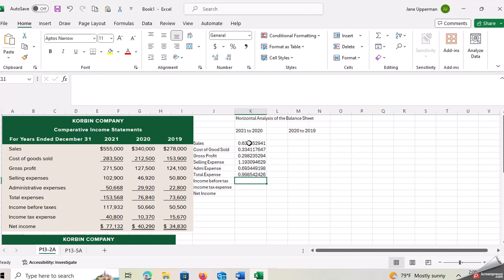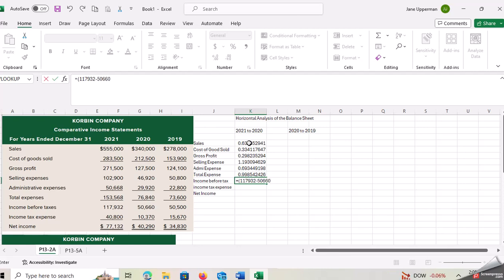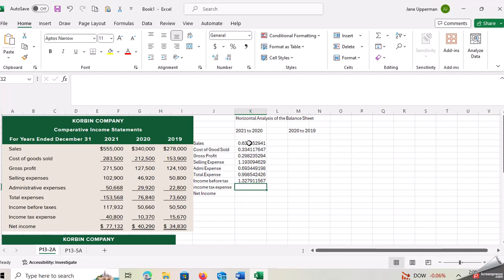And then our income before tax equals, again, parentheses, 117,932 minus 50,660. Solve for that first, then divide by the 50,660. Those two more than doubled. Then our income tax expense, 40,880 minus the 10,370. Solve for that first, then divide by the 10,370. That one went way up, but it's because our income went way up.